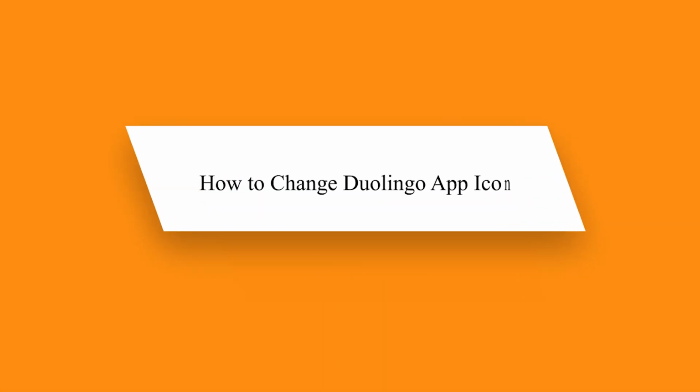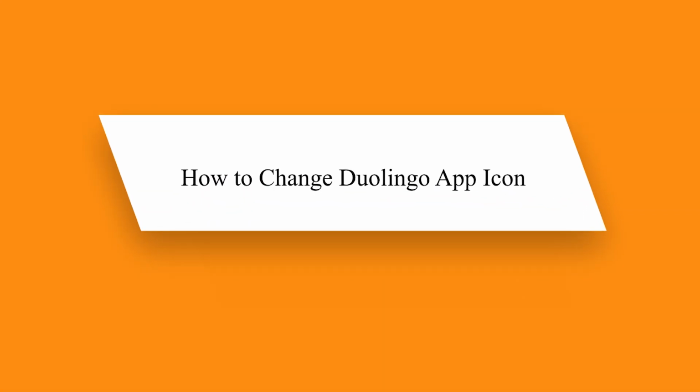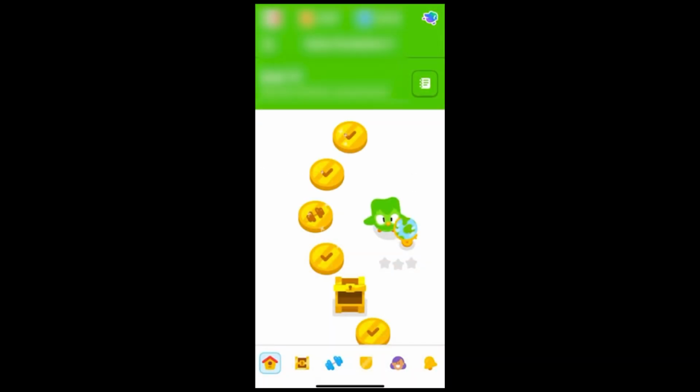Hello guys, today I'll be showing you how to change the Duolingo app icon. So, in order to do this, first of all, navigate to the Duolingo application. After opening your application, you will see this page.